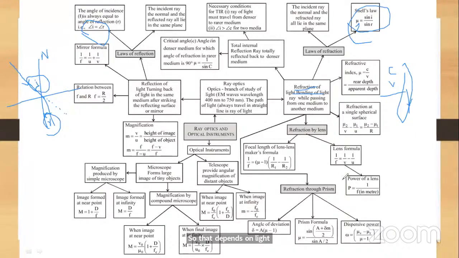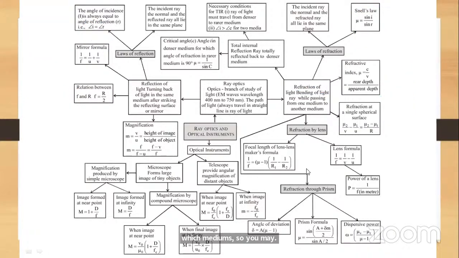That depends on which medium the light travels from and to. There are standard values of refractive index for different types of materials. The refractive index of glass is 1.55. The refractive index of water is 1.33. The refractive index of diamond is 2.4. You should remember these points because they are asked many times in the examination, along with the refractive index and critical angle concept.